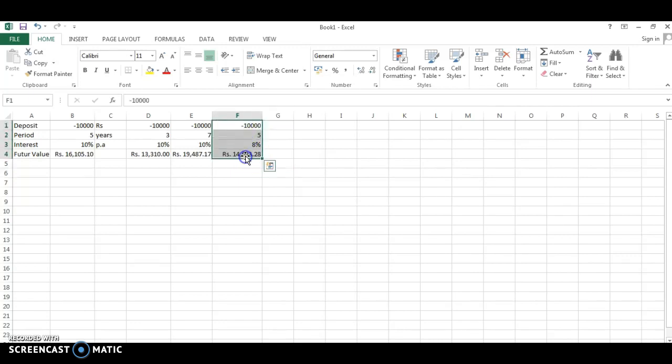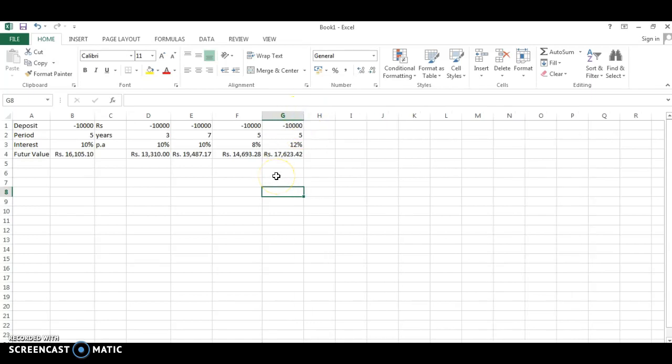Similarly, if the period remains the same, if the interest rate increases from 10% to 12%, your future value increases. For the given period of 5 years, if the interest rate is less than the benchmark rate of 10%, value falls. So the interest rate is one of the important determinants of future value, as well as the period.